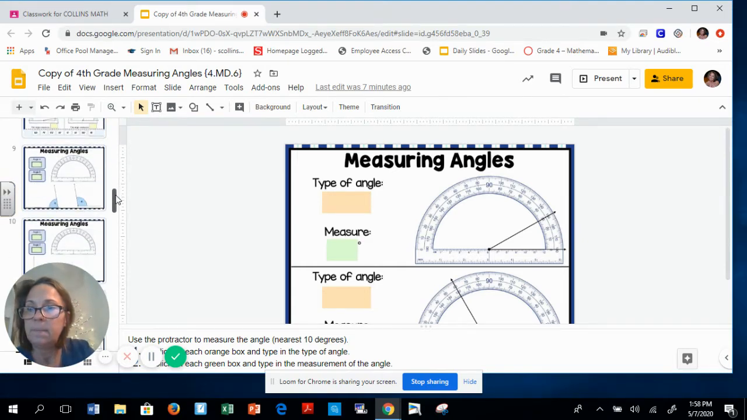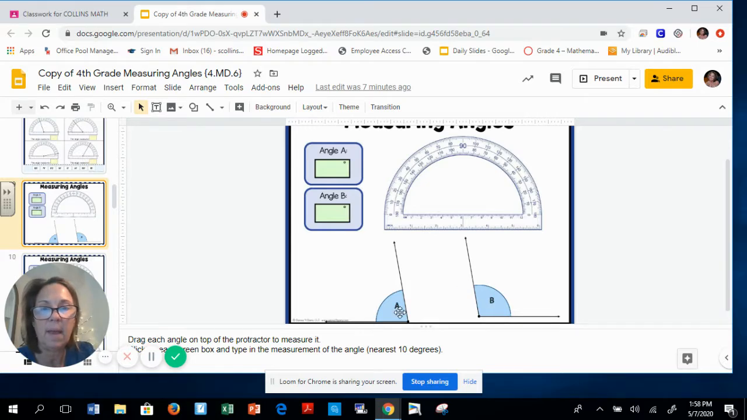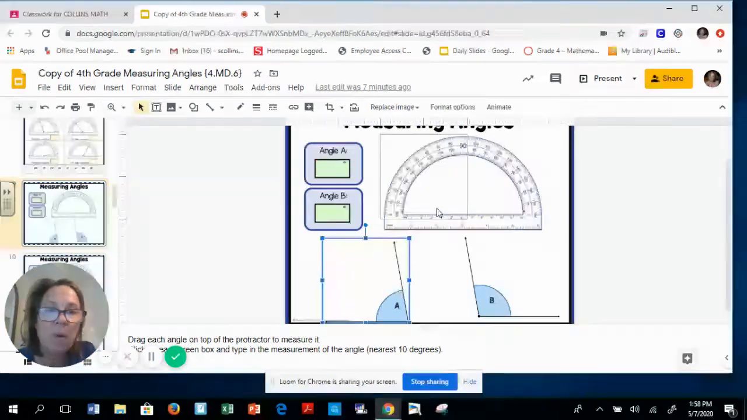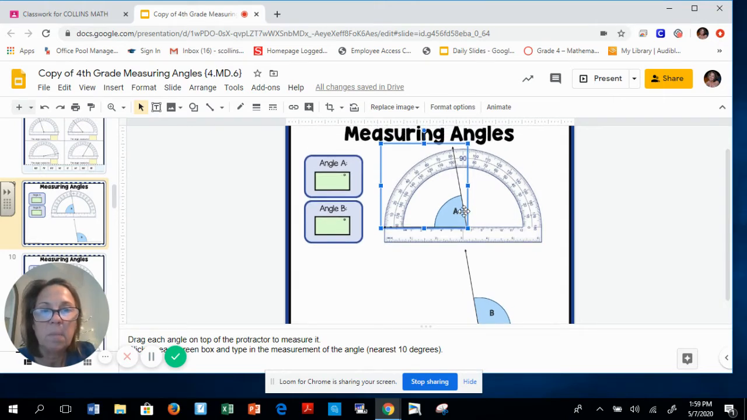Slide number 9. Let's see here. These are where you have to click and drag this. So angle A, I'm going to click this angle and I have to move it up. And it's really important that you get it on the right part of the protractor. So that's why I'm trying to show you this right here. This middle line right here is where this angle bottom part needs to go. So I've got to drag it up here so that it's lined up to my 0 on the protractor and in the middle. You really have to be specific here.